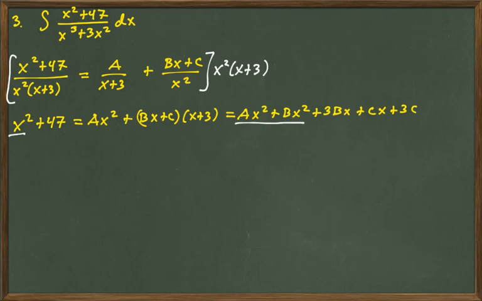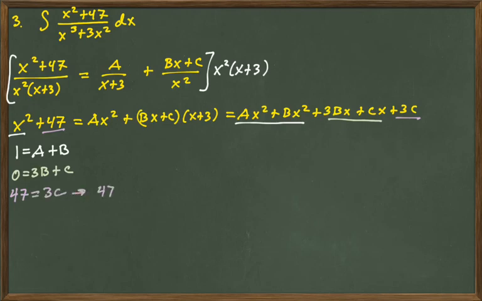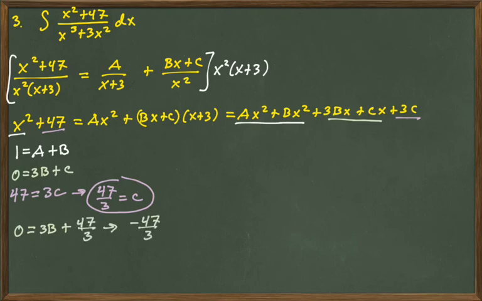And just like, not the last example, but the example before that, we're going to set our quadratic coefficients equal to each other. So 1 equals A plus B. And then our linear, there's no linear on the left-hand side, so 0 is equal to B plus 3B plus C. And the constant, 47, is equal to 3C. So solving the last equation gives us 47 over 3 is equal to C. Substitute that into the second equation for C, and we'll solve that. So negative 47 over 3 is equal to 3B. Divide by 3, and so negative 47 over 9 is equal to B.